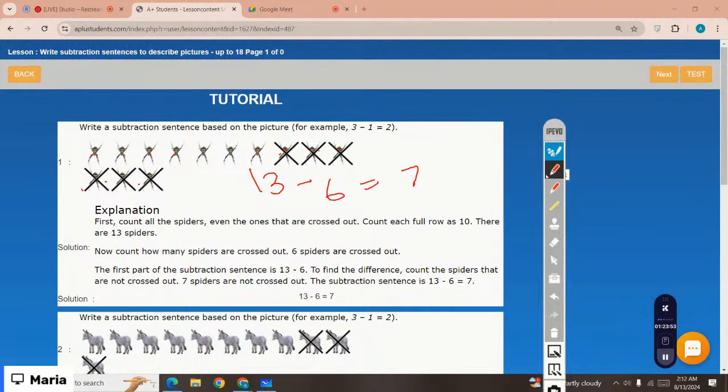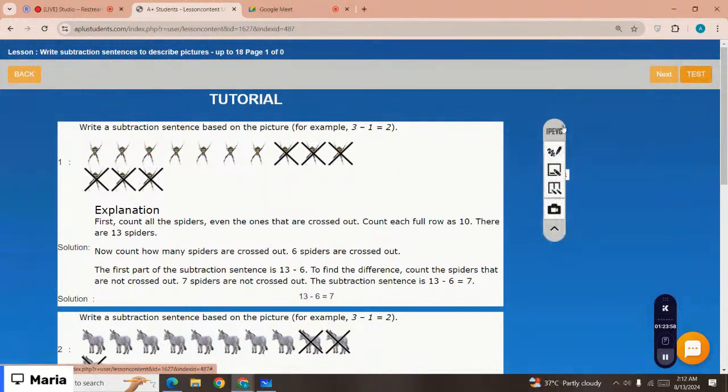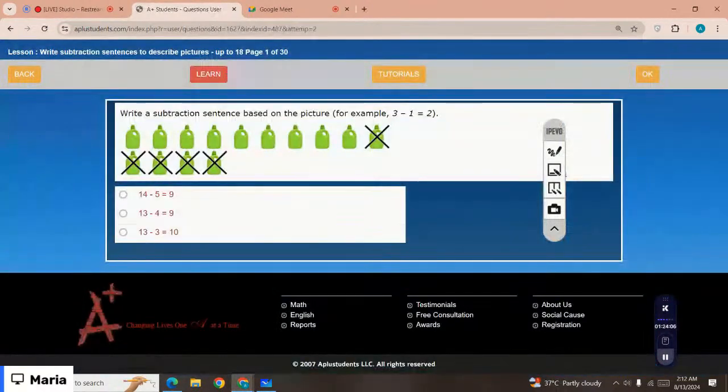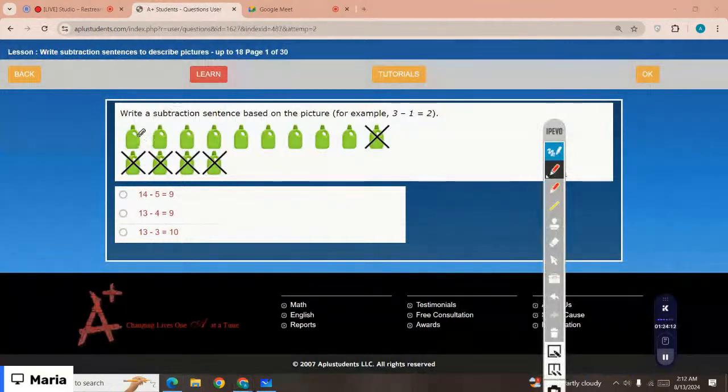Okay, let's just start with the test questions on the picture. So you need to write the subtraction sentence, right? So first, let's just count them all.